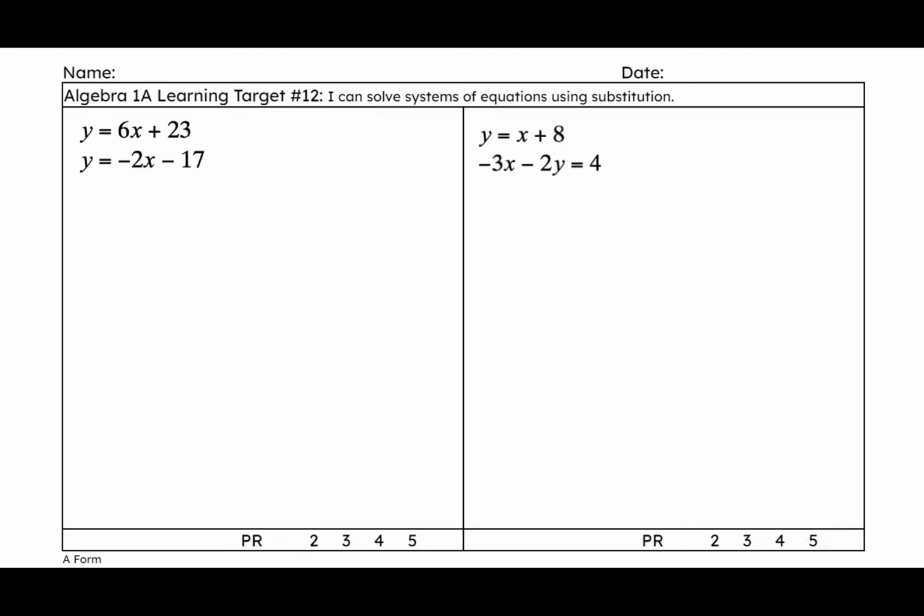This is Summer School, High School Credit Recovery, Algebra 1A, and Learning Target number 12. I can solve systems of equations using substitution. So we just learned that a system of equations is where there are two lines or curves, and a solution to the system is where they cross. What are the values of x and y that work for both at the same time?